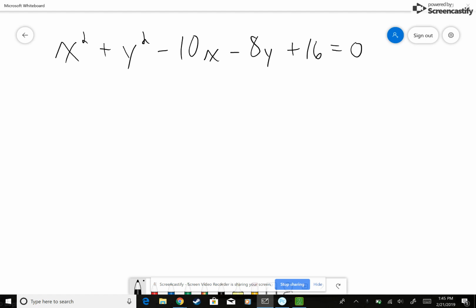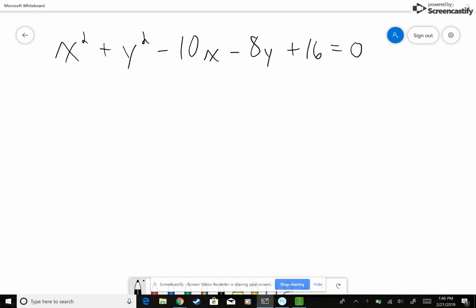So what we want to be able to do here today is take the equation of a circle as we have here, x squared plus y squared minus 10x minus 8y plus 16 equals 0, and we want to be able to determine the center and radius. The thing about this equation is that it's not in standard form. Once it's in standard form, it's very easy to pull out the center and radius. So what we're going to do is some algebraic manipulation to convert it to standard form.